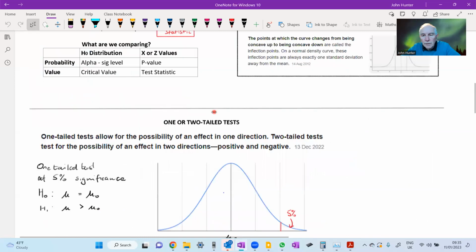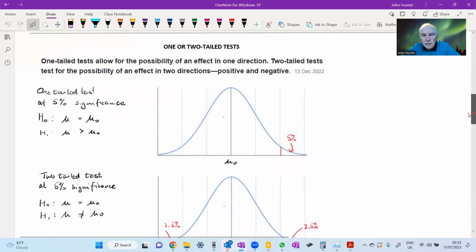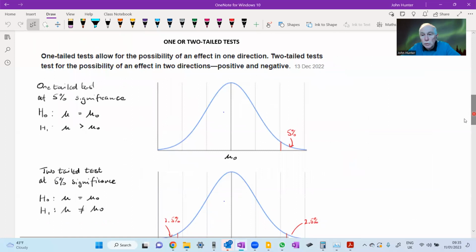Okay, now the other thing we need to know about is the difference between one-tailed tests and two-tailed tests, because sometimes in our significance tests, what we're interested in doing is saying, well, we take a hypothesis that mu is some baseline value, and the alternative hypothesis is that actually the mean is something bigger. It's greater.